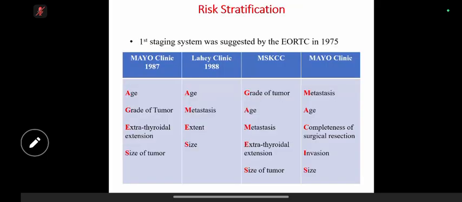Coming to the initial risk stratification for differentiated thyroid cancer. The first staging system was suggested by EORTC in 1975, which included male gender, histology, tumor staging, and distant metastasis. Again, there are AMES, AGES, MACIS, and GAMES. All these basically took into consideration age, grade of tumor, extrathyroidal extension, size of tumor, and distant metastasis. Only MACIS also took into consideration the completeness of surgical resection and invasion.